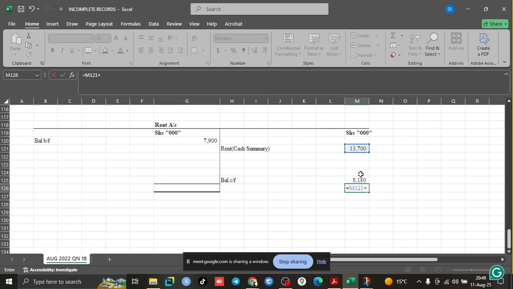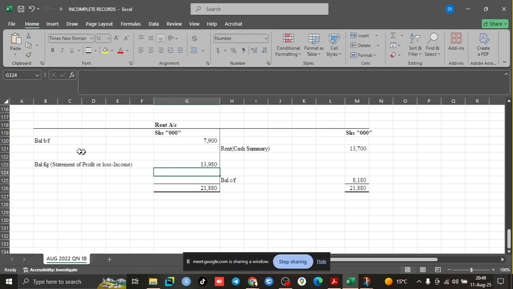Now kwa sababu carry forward iko on the debit side, hiyo tutairecord as an income now because iko on the debit side. Balancing figure, statement of profit or loss, na huko itaenda specifically as an income because iko on the debit side. Ingekuwa on the credit side ingekuwa in the expense section, but since iko kwa the debit side it's an income. Also kwa cash summary iko indicated on the debit side, so it's an income to us.